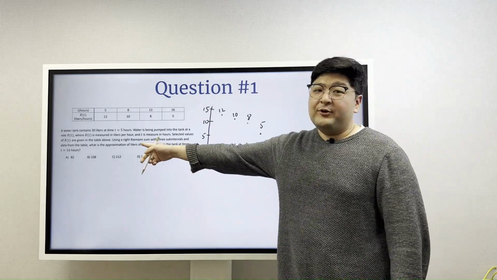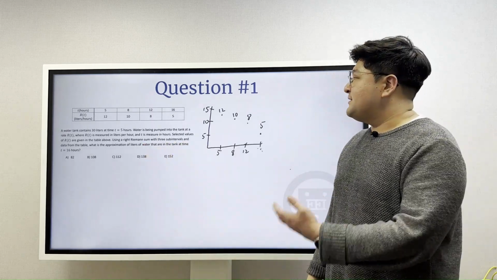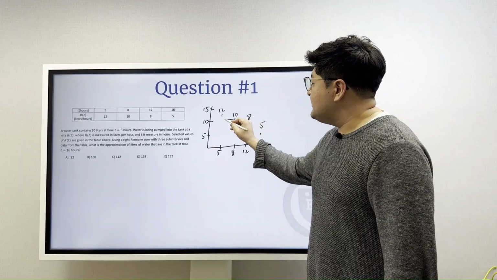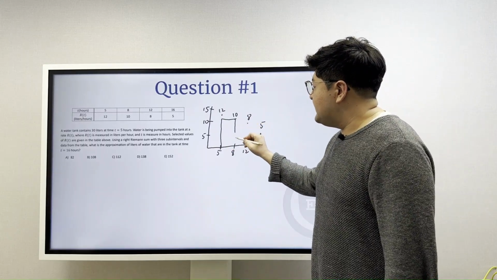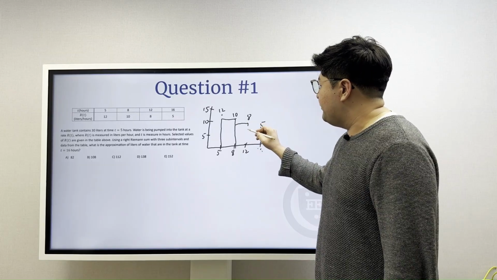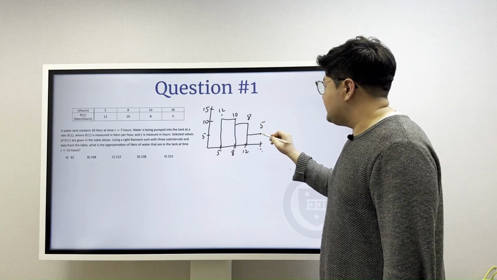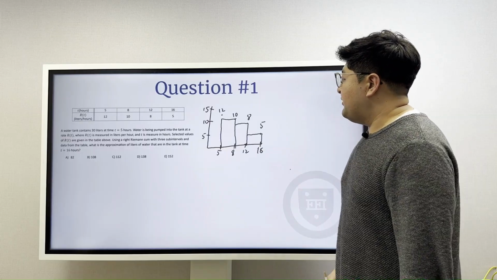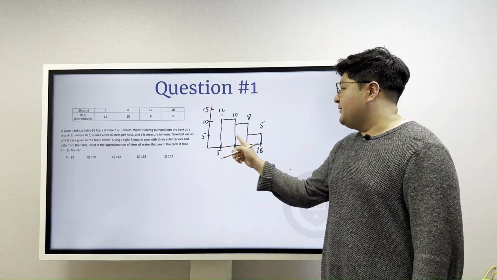Now what is right Riemann sum? Right Riemann sum means that the top right corner of the rectangles needs to be touching the points. So let's draw the rectangles where the upper right corner of the rectangles are touching the points. So here are the 3 rectangles, and we have to find the sum of the area of the 3 rectangles.